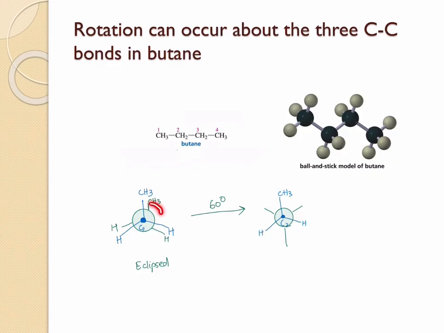Now this CH3 has come here in the staggered conformation. And then this hydrogen has come here, and the other hydrogen has also moved from its place. So this is going to be the staggered conformation. And again, these are not the only staggered or eclipsed conformations in butane. There are going to be other eclipsed and staggered conformations, which we will be seeing in the next slide.